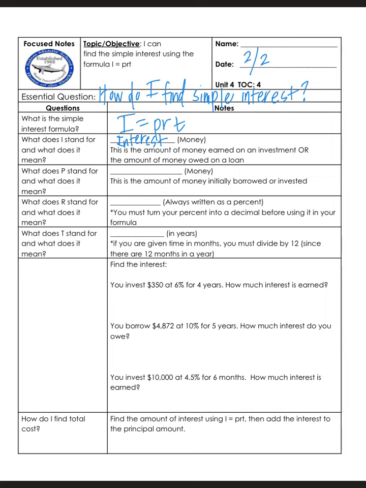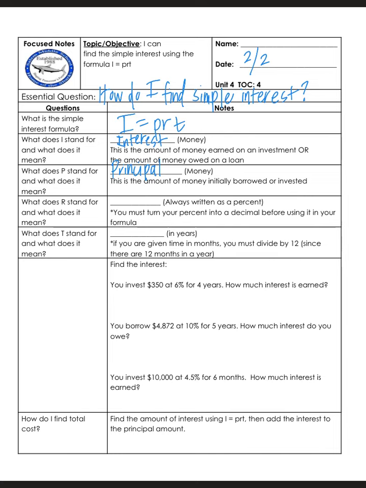What does the P stand for? It represents principal, and you're going to spell that like the principal of a school, like Dr. SJ. And this is the initial amount of money, like either the initial amount of money in your savings account or the initial amount of money that you're borrowing, before the interest.